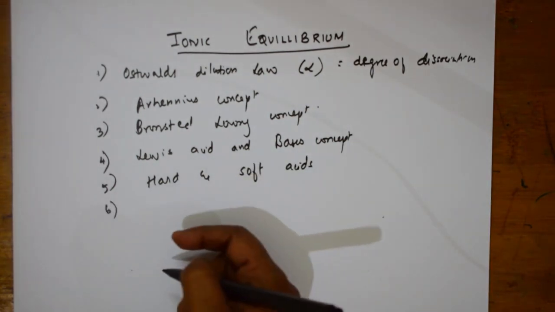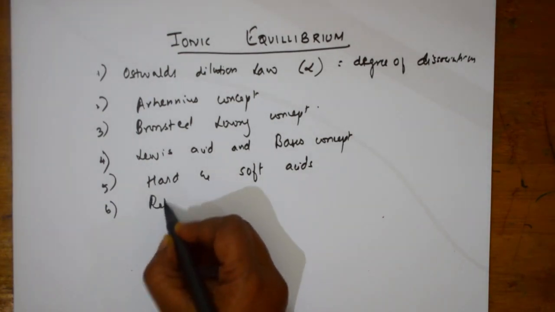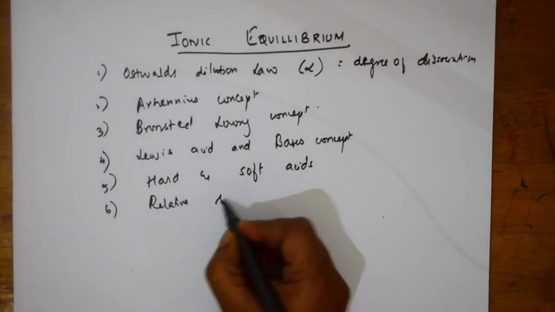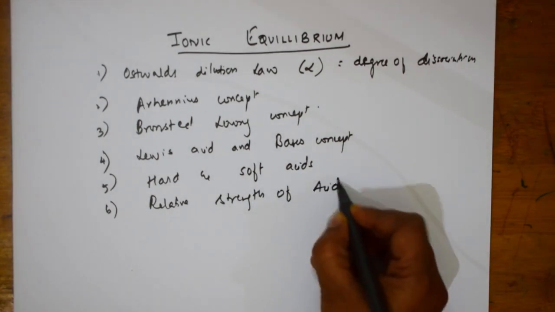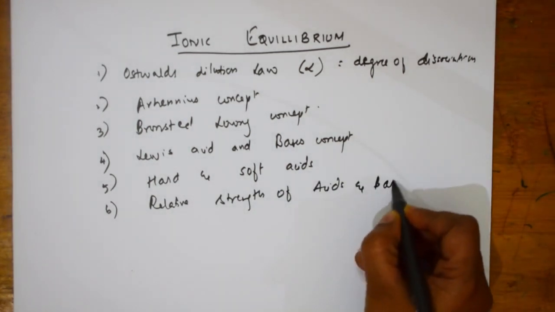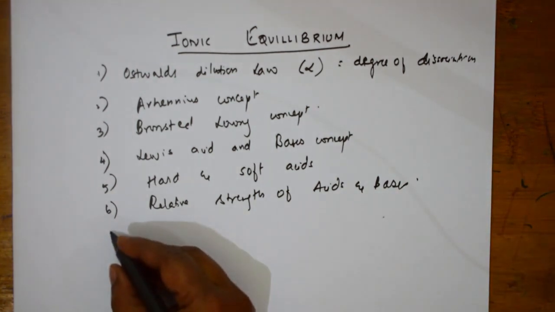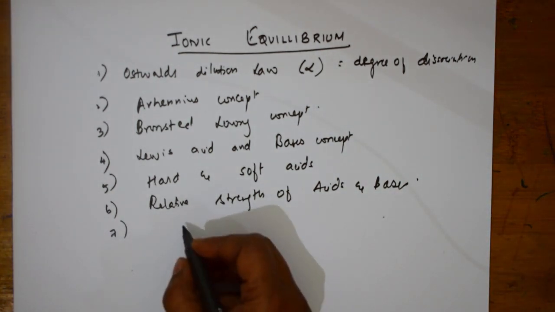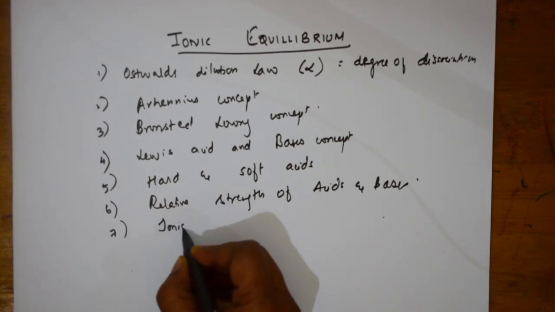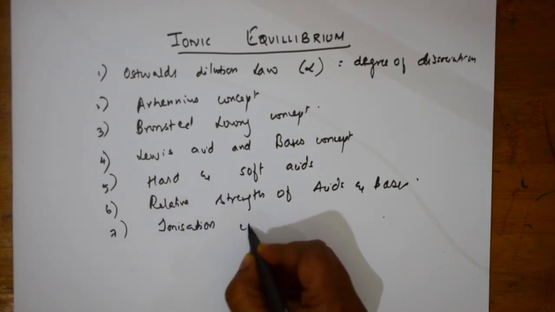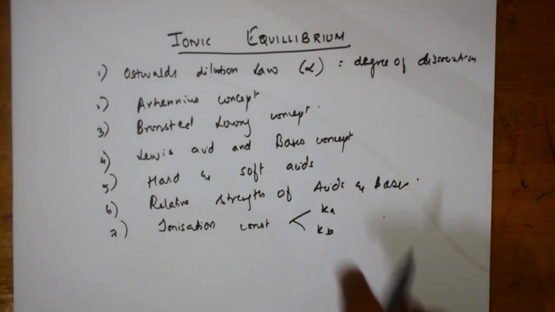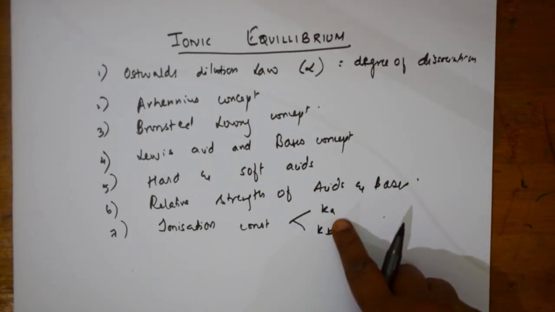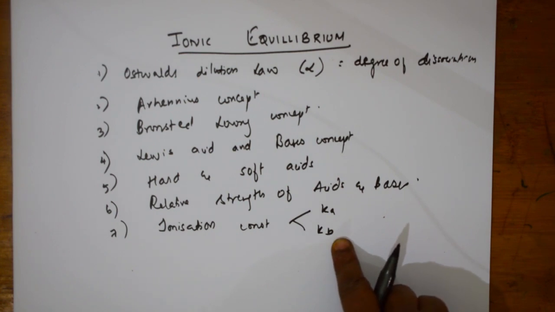Then this follows relative strength of acids and bases. Right. Now, next important concept, you're going to study about ionization constant. So, under ionization constants, you will be learning about two things. One is Ka, one is Kb. This is ionization constant for an acid. This is ionization constant for a base.